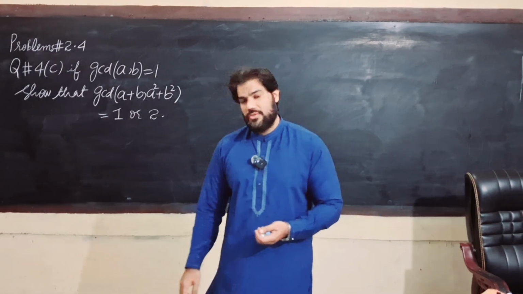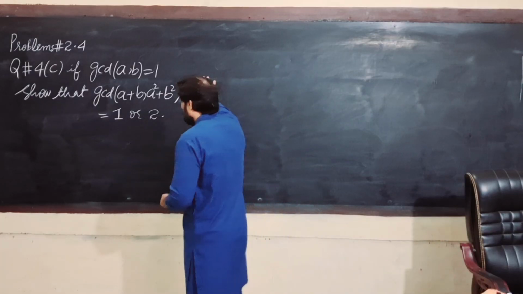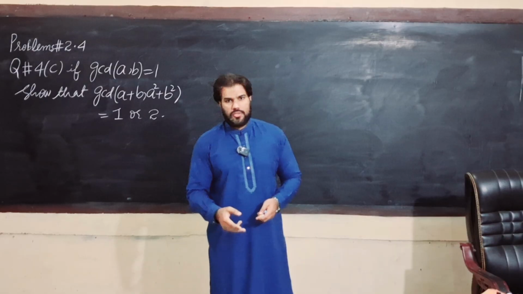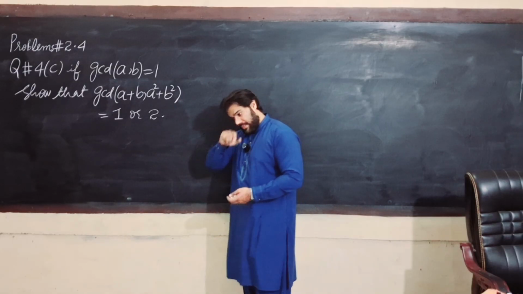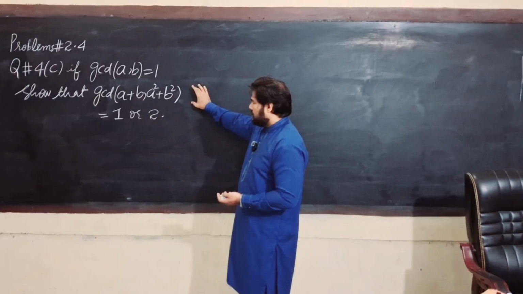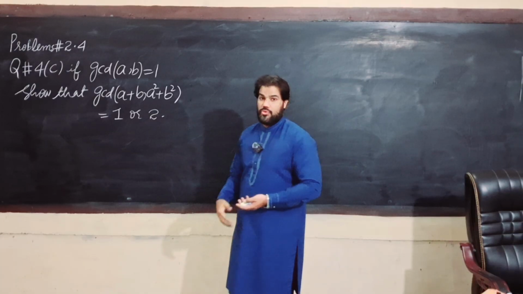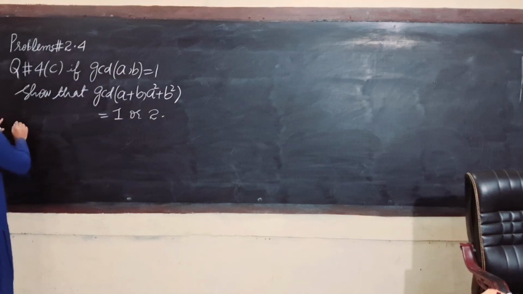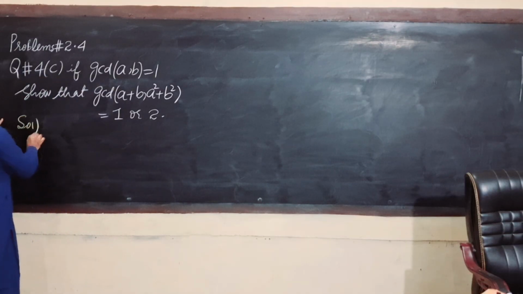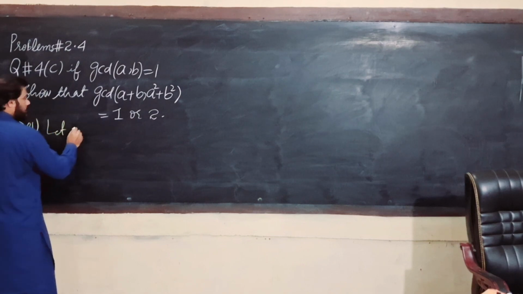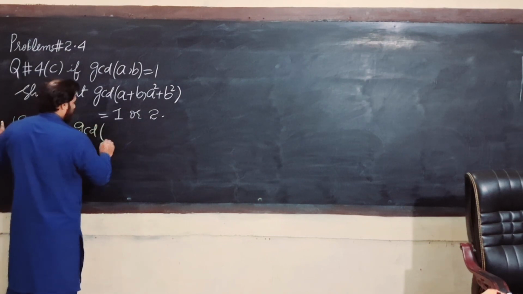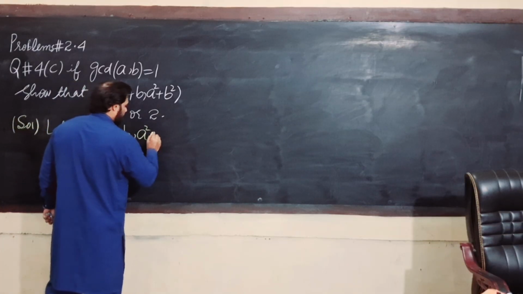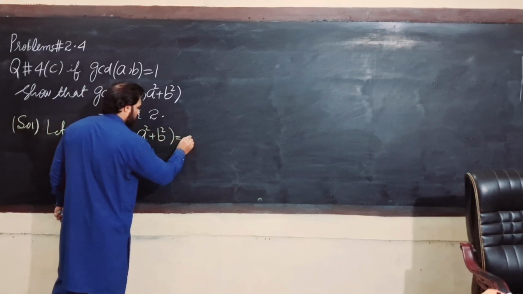Given that if GCD of A and B is equal to 1, then we have to show that the GCD of A plus B and their sum of squares, A square plus B square, is equal to 1 or 2. Firstly, we suppose that the GCD of these two numbers, A plus B and A square plus B square, is equal to some positive integer D.